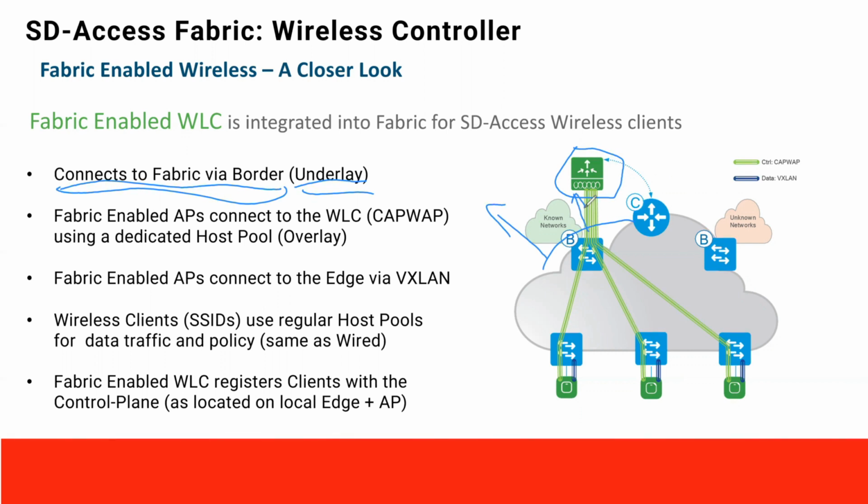Fabric enabled access points will connect to the fabric enabled WLC via CAPWAP. If you see this green line, it's nothing but a CAPWAP tunnel. Now everyone is aware of what a CAPWAP tunnel is. The access point can't see anything in between, it just knows that its destination or next hop is the wireless controller. In the same way, an overlay works.